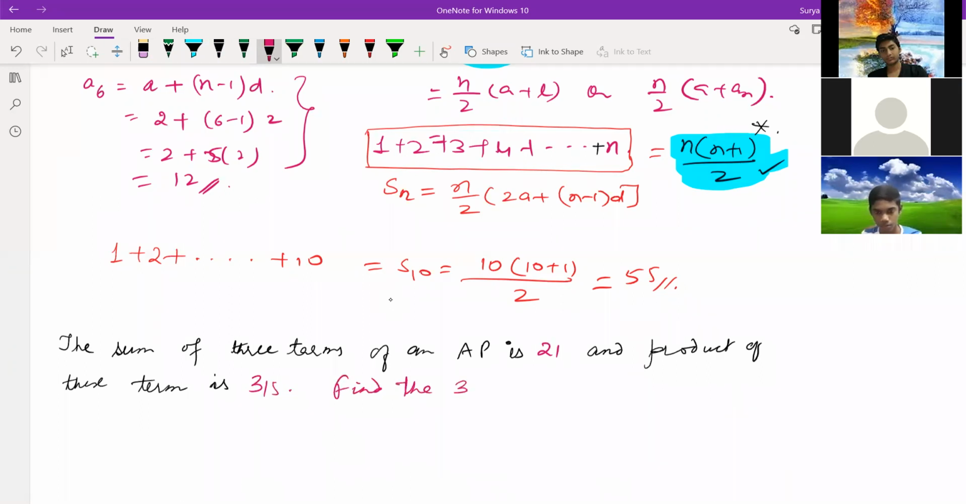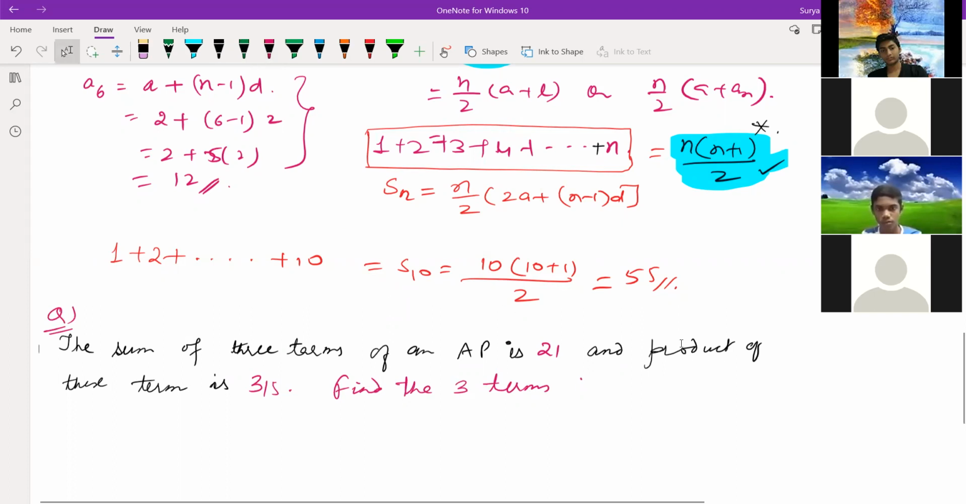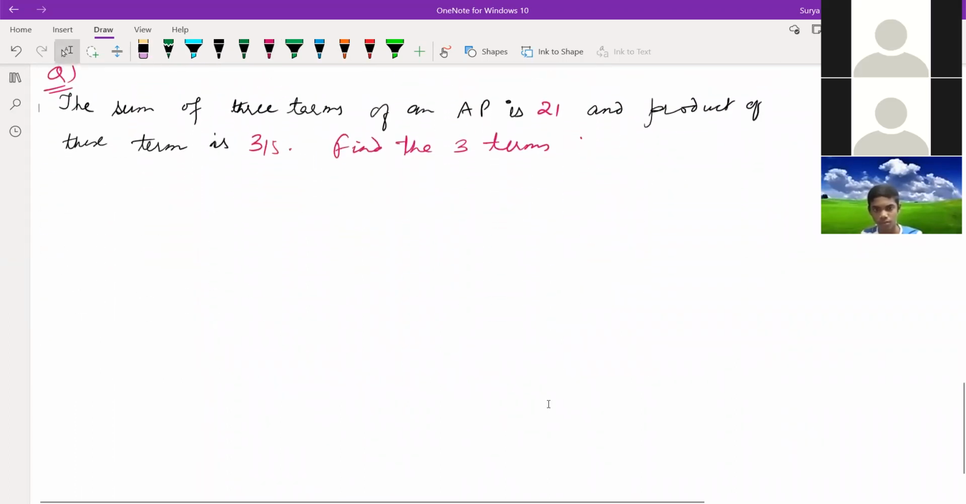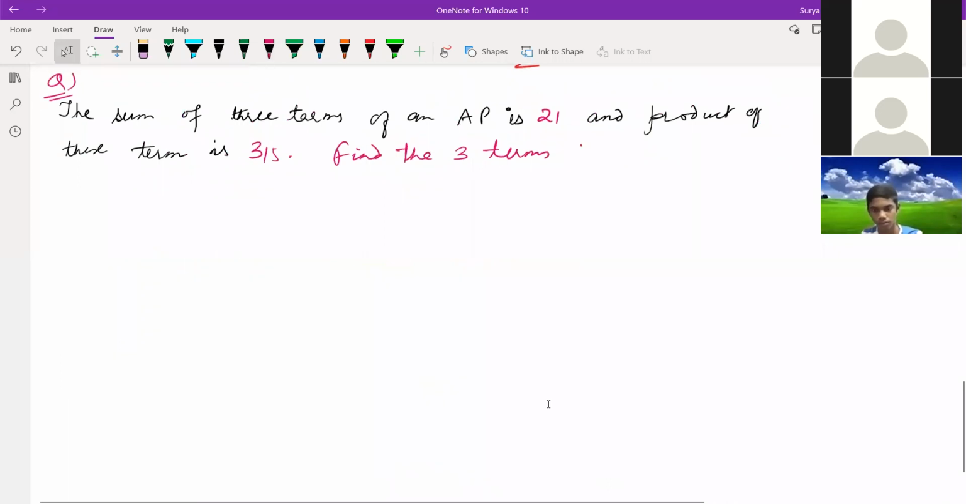Who can find this? Just find it, it's simple. So for the product, should we use the n into (n plus 1) by 2 formula? No, that formula is not for product. I'm asking the product of three AP terms. Product of the three terms of the AP. There is no formula for product, Shreyas. If you know only this thing, then only you can do it.